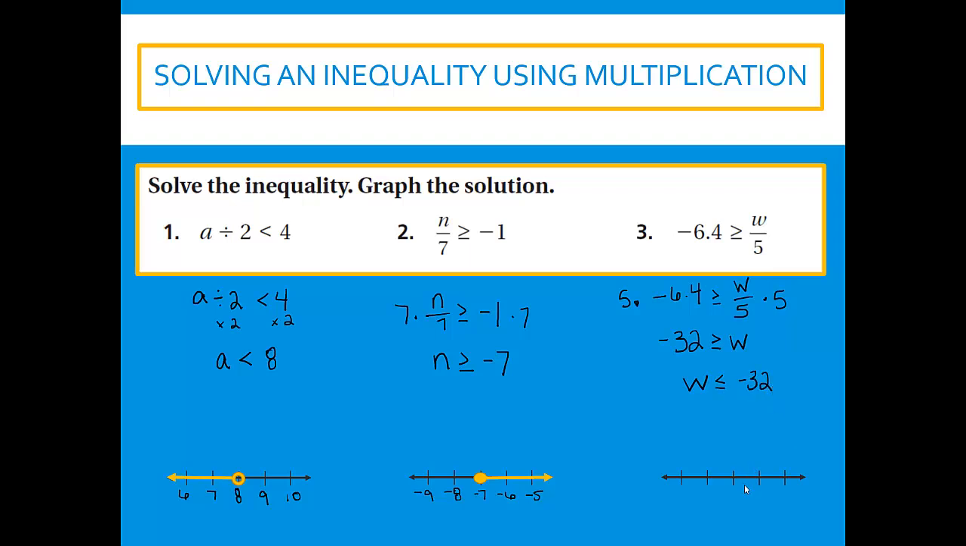Now we need to fill out our number line. So we have -32, and then to the right we have -31 and -30, and then to the left we have -33 and -34. Our symbol that we're working with is less than or equal to, so that would be a closed circle at -32, and the numbers that are less than or equal to -32 would be the numbers to the left. So we will shade to the left.